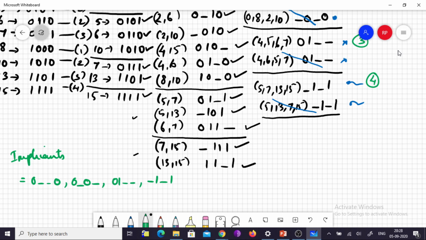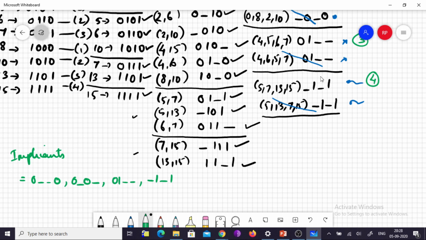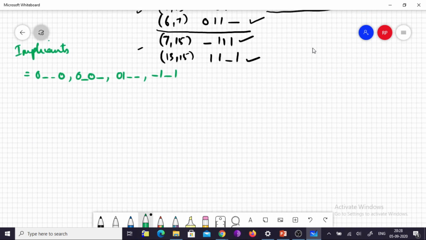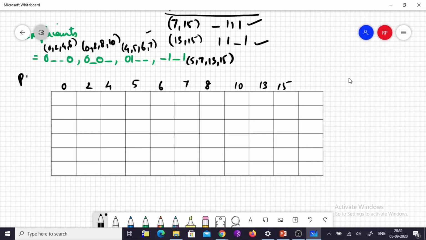The next step is to form the prime implicant table. So let's form the prime implicant table. The prime implicant table is formed in such a way that the column headers are filled up with the minterms that are given in the question, and the row headers are filled up with the groups that we have formed. As we know, we have 4 implicant groups.